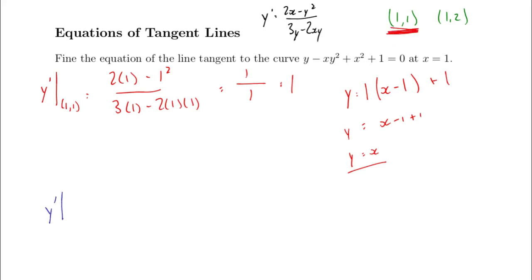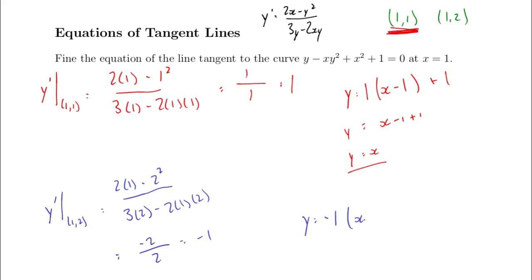For the blue one, then, we'll say y prime evaluated at (1, 2). That's going to be 2 times 1 minus 2 squared over 3 times 2 minus 2 times 1 times 2. So this is 2 minus 4, that's negative 2, over 6 minus 4, that's 2. That's a slope of negative 1. So now we can use our equation of our line to get negative x plus 1 plus 2, or so this negative 1 times negative 1 is a positive 1 here, plus 2. So we have y equals negative x plus 3. And there's our equation of our second tangent line.